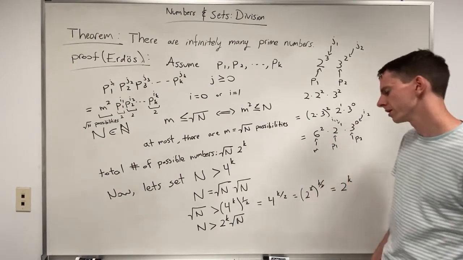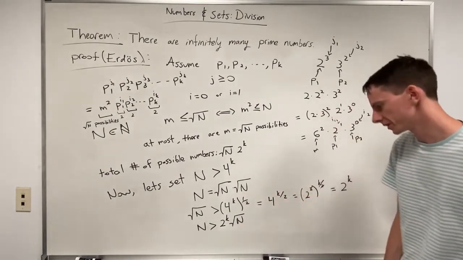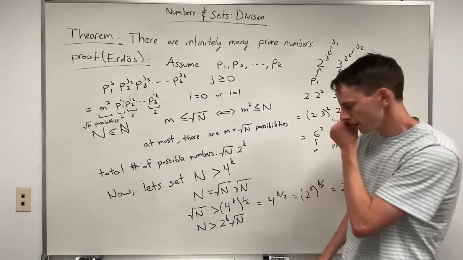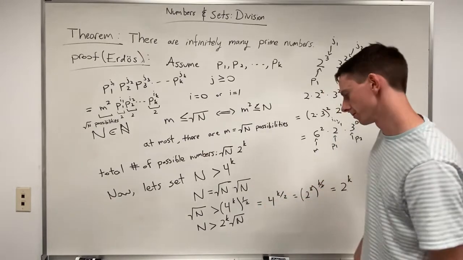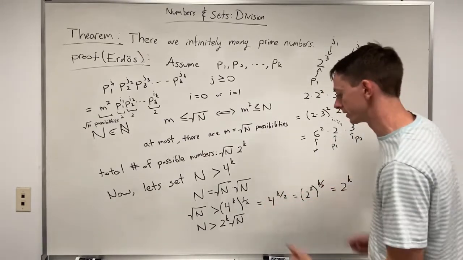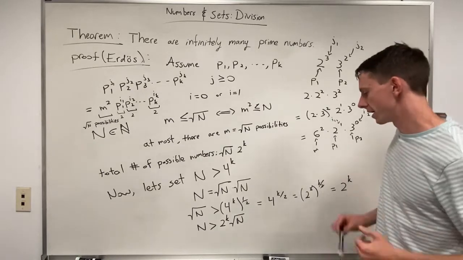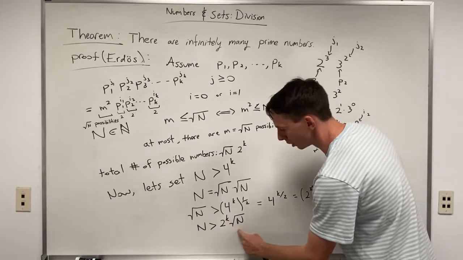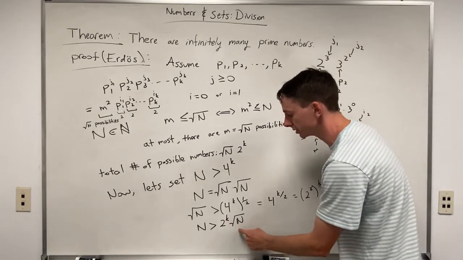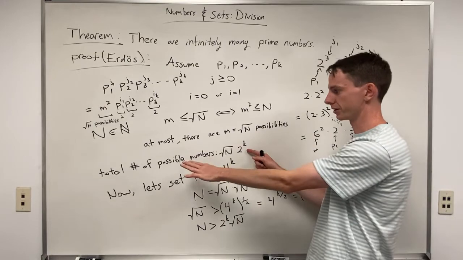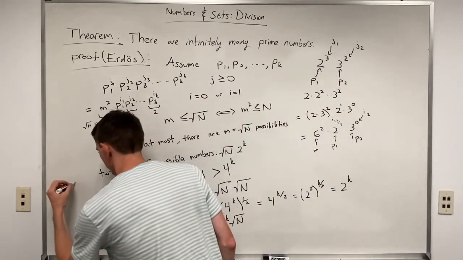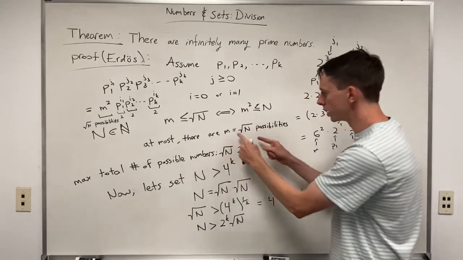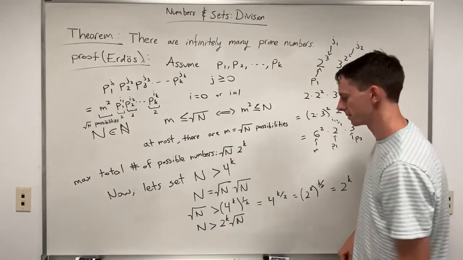Now, lots going on, right? We've come up with this inequality that n should be greater than 2 to the k times the square root of n. So what does this actually tell us, though? What does this really mean? Well, this tells us that there are, if this is the supposed maximum number of possibilities, that's what we established right here. Maybe I should write this is the max total. Again, this is the max total because at most there are square root n different possibilities for m.